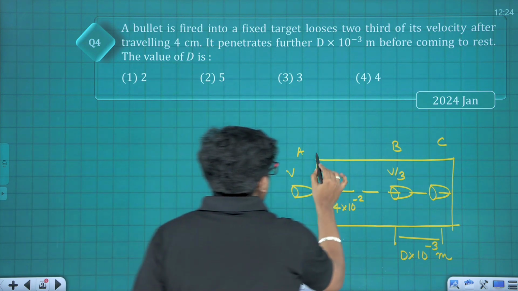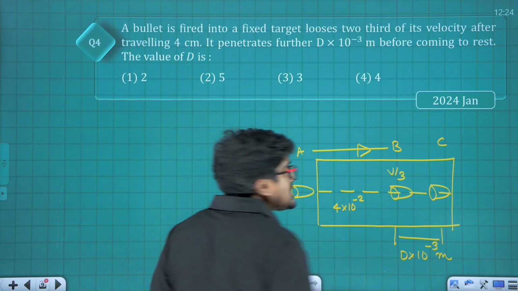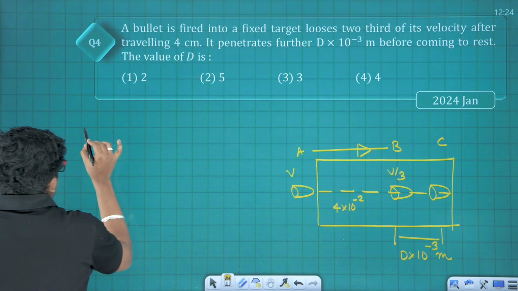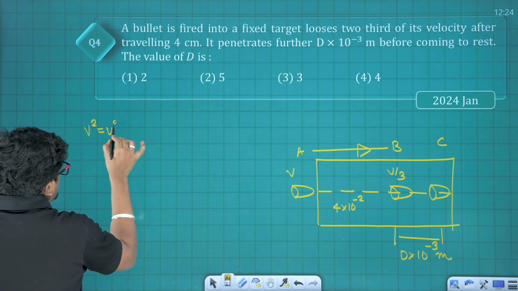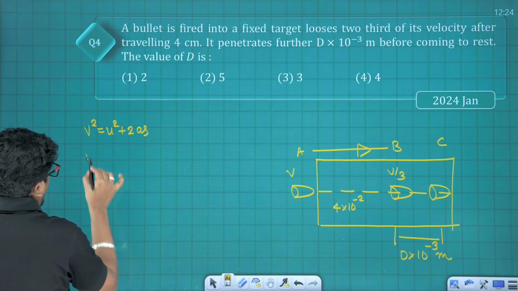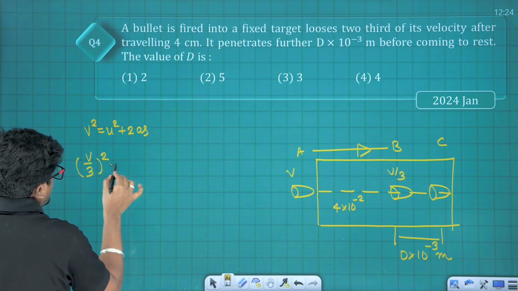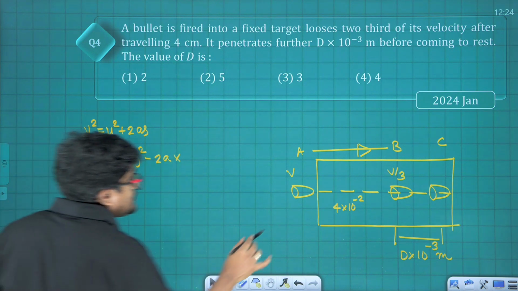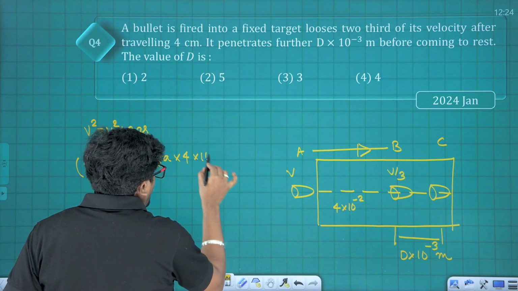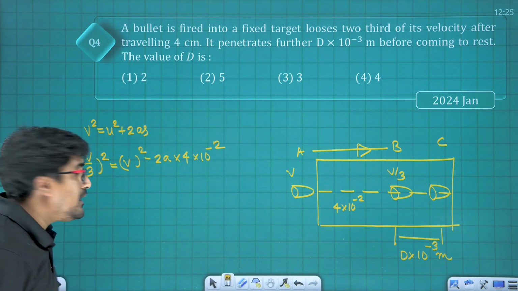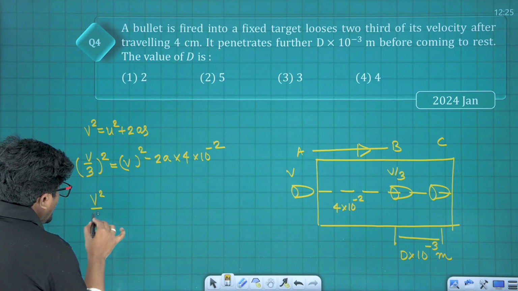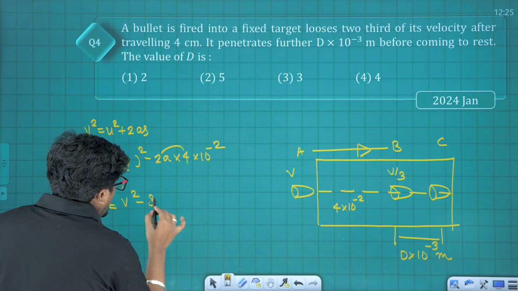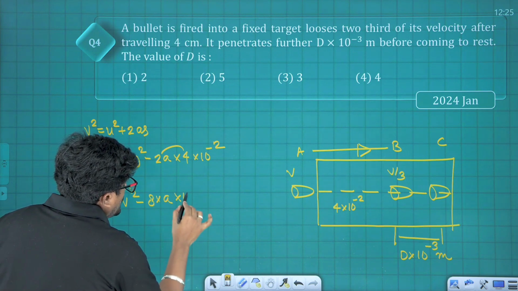Now I am going to consider the journey from A to B first. Their final velocity is v by 3. So if I consider the equation v square equal to u square plus 2as, final velocity is v by 3, all squared, that is equal to v square minus 2 times a into distance traveled, which is 4 into 10 to the power minus 2. So here this is going to be V square by 9 equal to V square minus, 4 2s are 8, into A into 10 to the power minus 2.